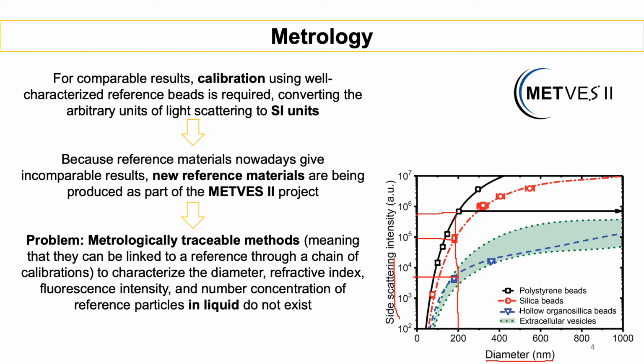Therefore, new reference materials, such as the hollow organosilica beads, are produced as part of the METVES2 project. However, there are no metrologically traceable methods where their characteristics, such as diameter, refractive index, fluorescence intensity, and number concentration, can be linked to our references, such as the meter, through a chain of calibrations in a liquid. And this is a problem to get comparable vesicle measurements.